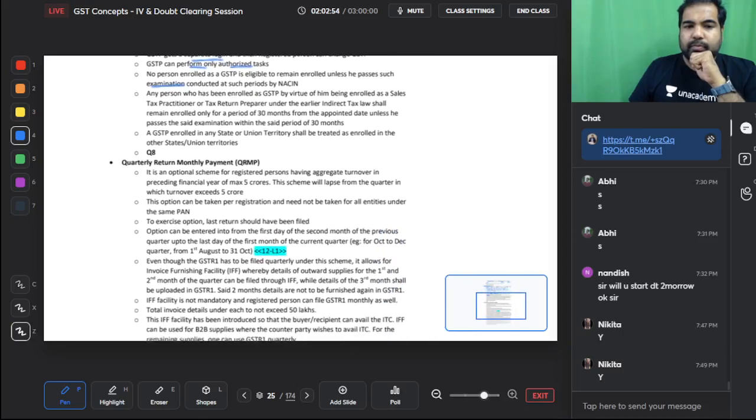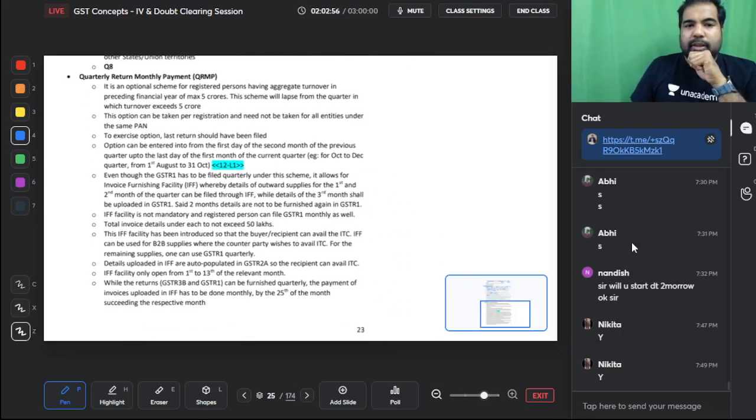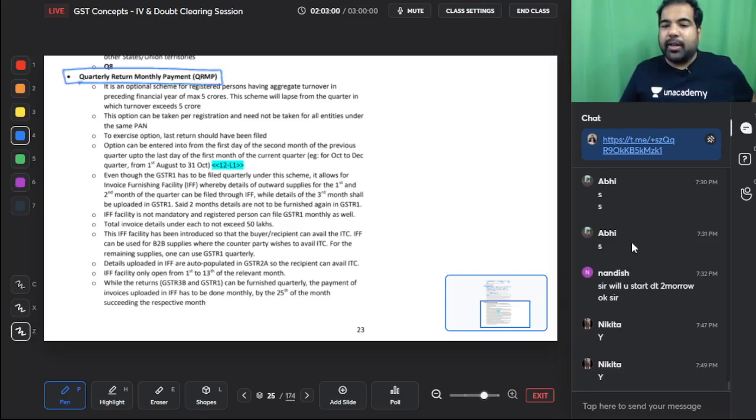Alright. Now quarterly return, monthly payment. Let me explain. This is a very important scheme and might be there in your exam as well.